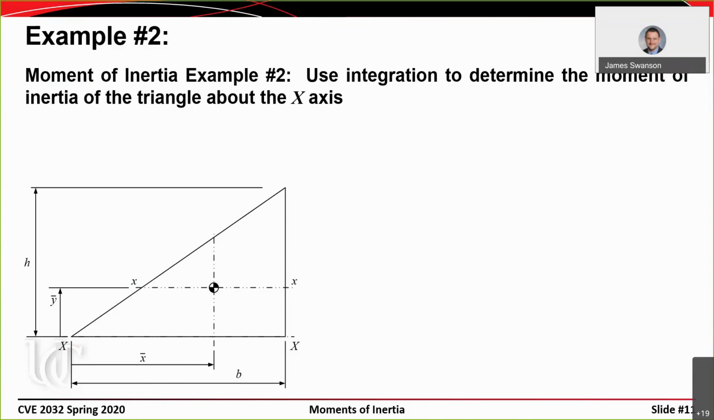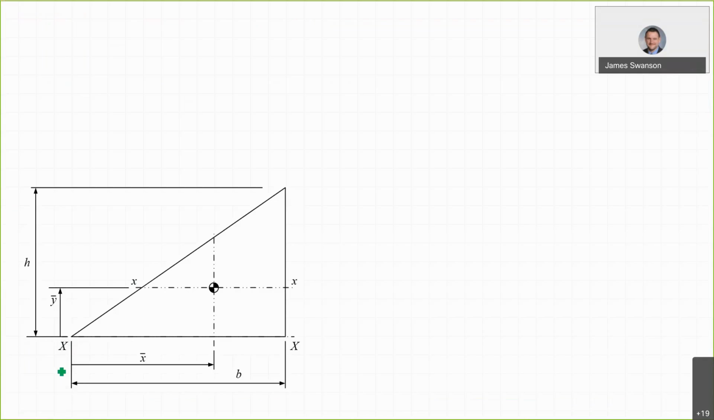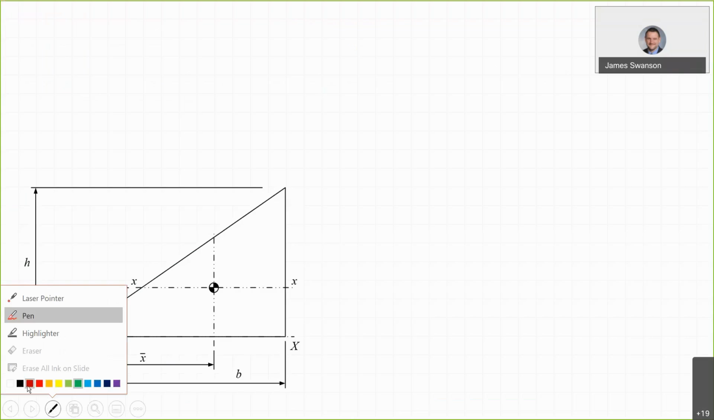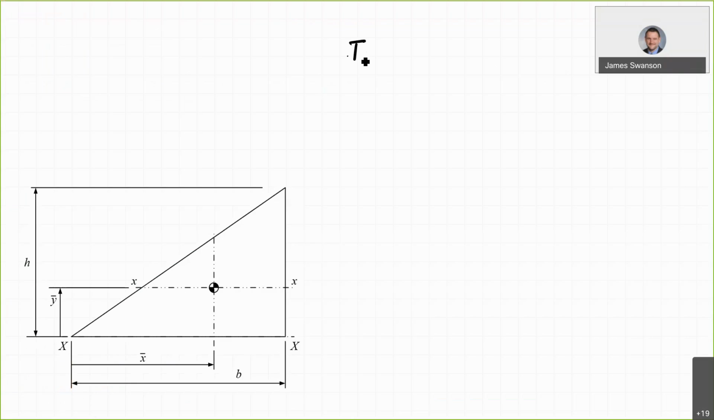All right, let's go to the next page. I have some grid paper set up here. So I'm going to start off with the same equation. We'll use black ink. I sub big X is equal to the integral over the area of y squared times dA.